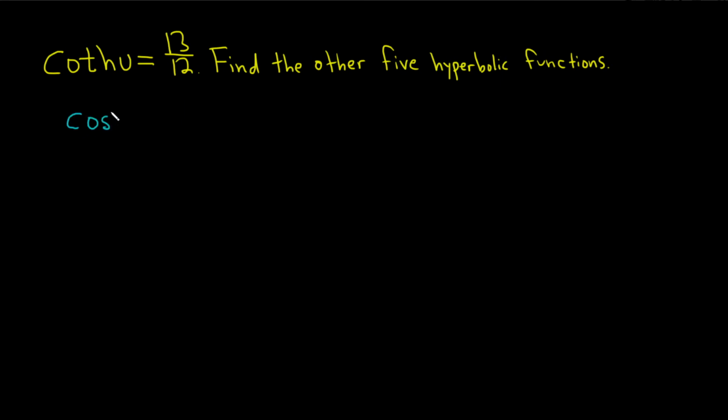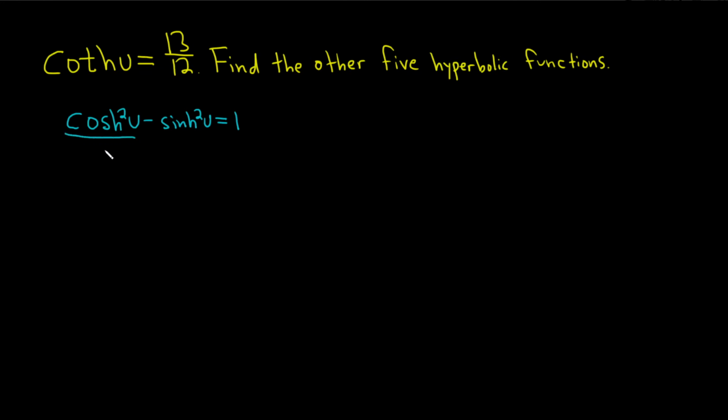Cosh squared of u minus sinh squared of u is equal to 1. Now there are other identities, and there's another one we're going to use, but let's use this identity, which you might know already, in order to come up with one that we can use to figure out this problem. We're trying to get the hyperbolic cotangent of u. Hyperbolic cotangent is cosh over sinh.